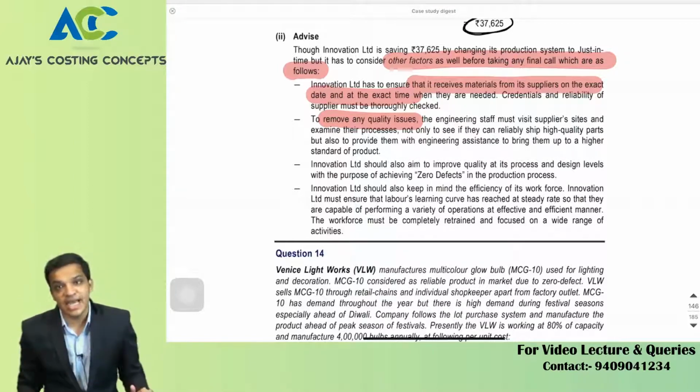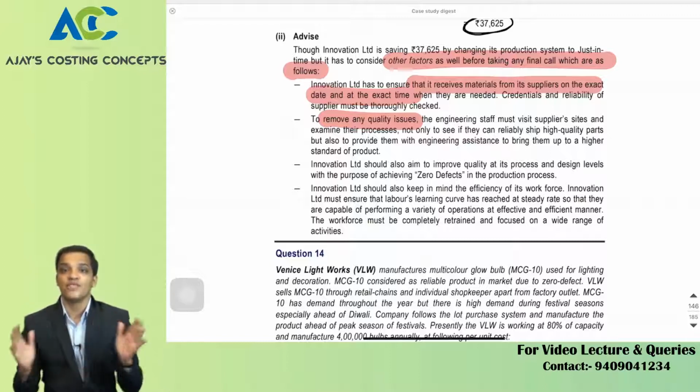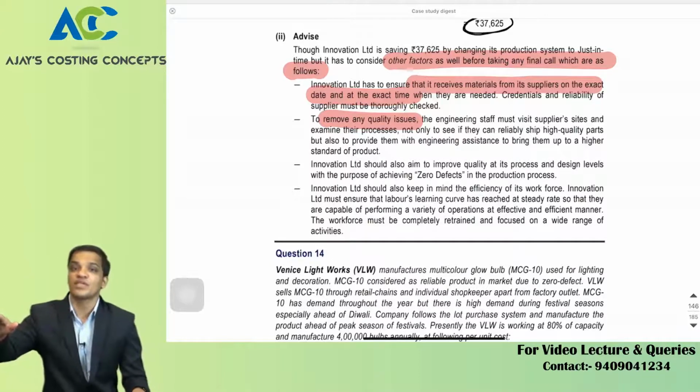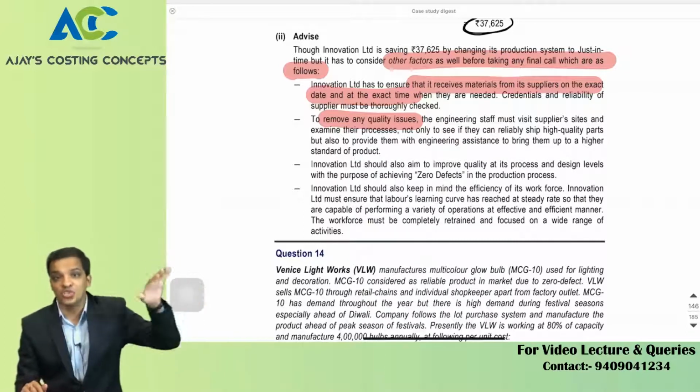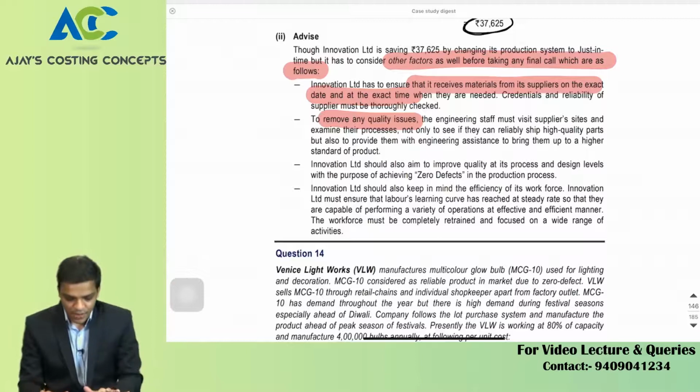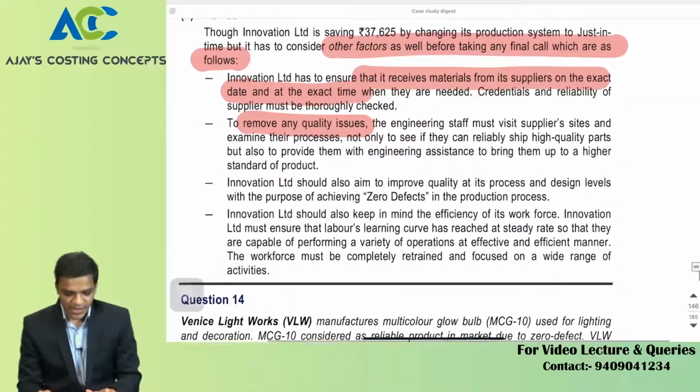But in just in time, such methods are not followed, they are directly transferred to the production floor, and that is the reason why we need to visit our suppliers to check whether proper quality has been maintained or not.